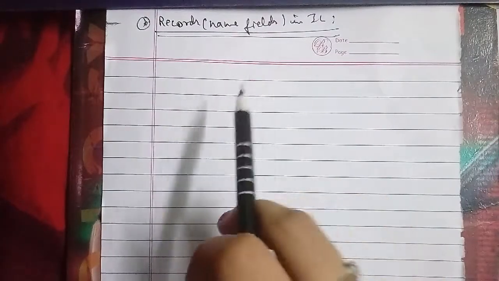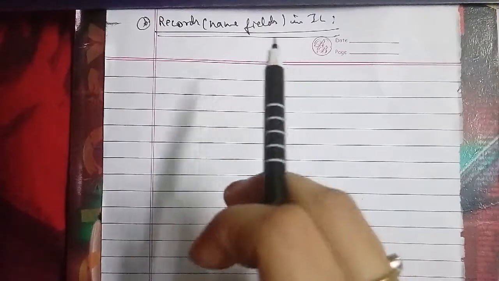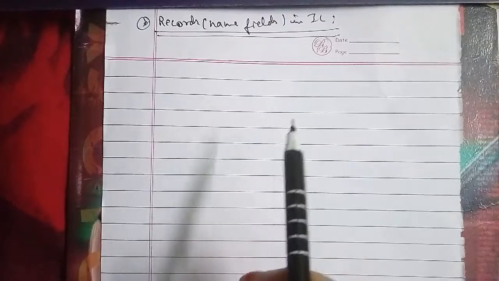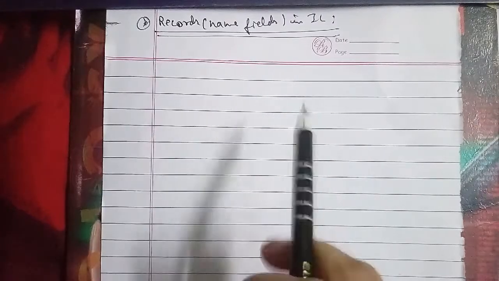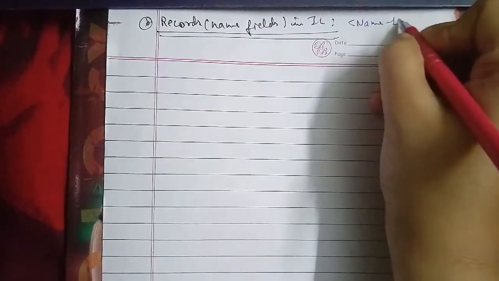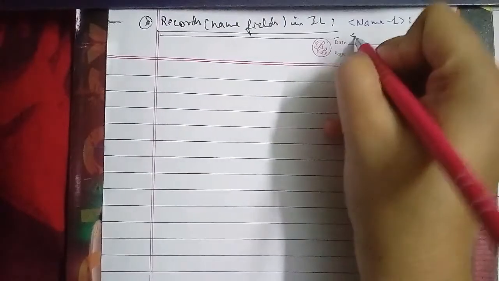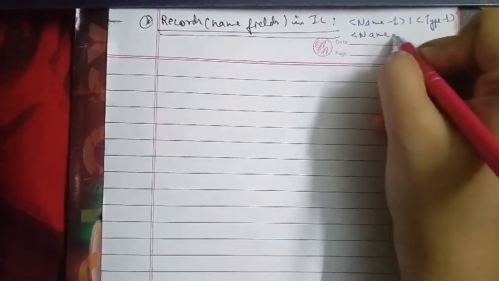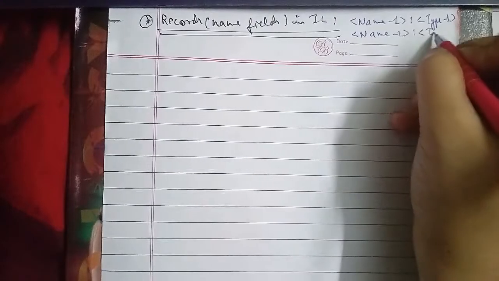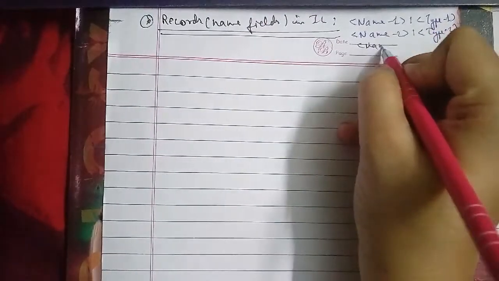Name 1, type 1, name 2, type 2, name 3, type 3, name 4, type 4, with the same here, and then we will have an end.